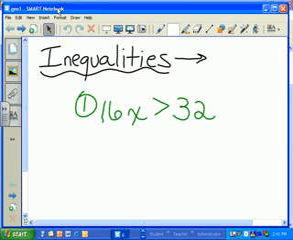This mini lesson is going to be on solving inequalities. So how do we solve an inequality? Well, the answer is very similarly to the way that we solve an equation. We might have an inequality in the center, but we still treat it almost just like an equal sign.